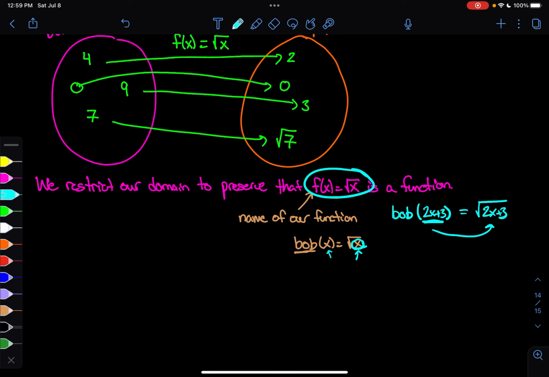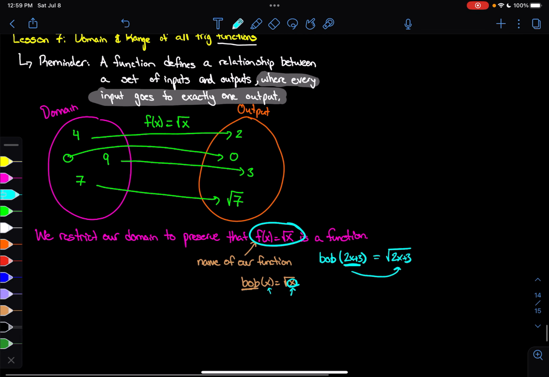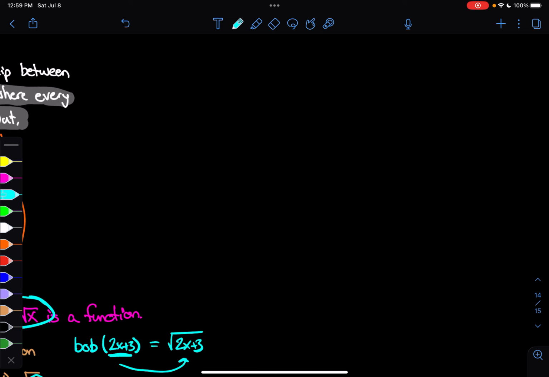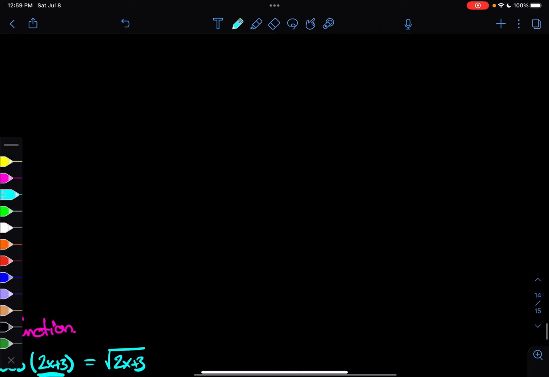So that's just a little refresher on what a function is, how to think of it, and the rules we have to play along with, from the typical sense in pre-calculus 1. So now we're going to move on to talking about these trig functions. And specifically, we're just going to talk about the domain and range.